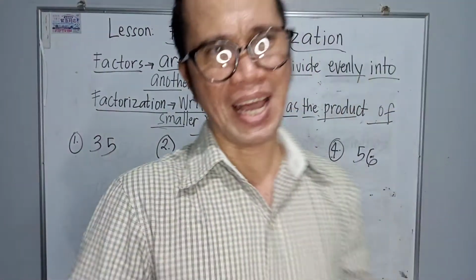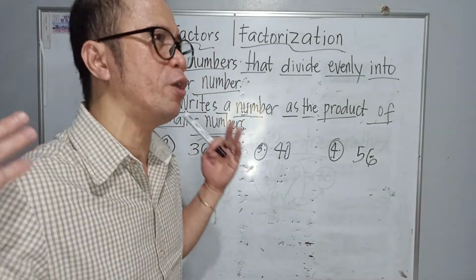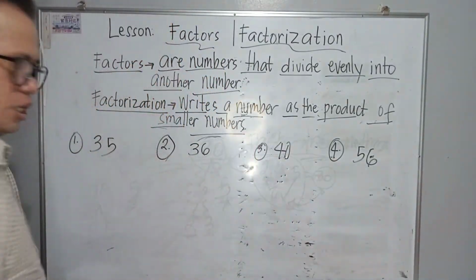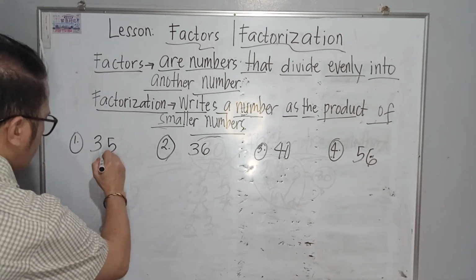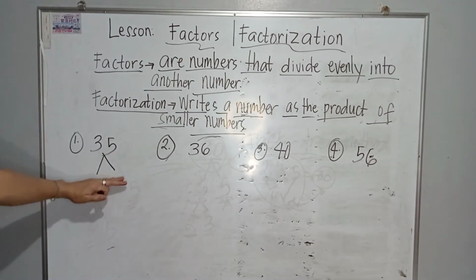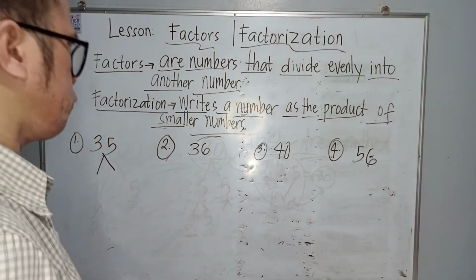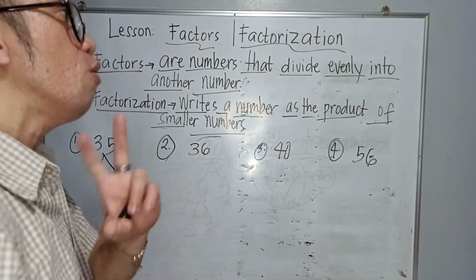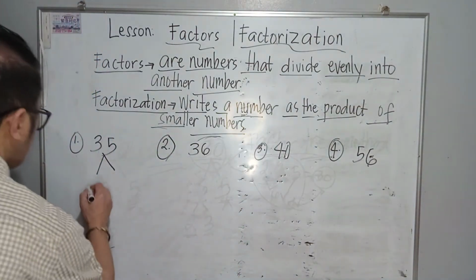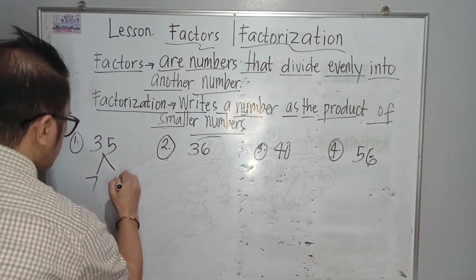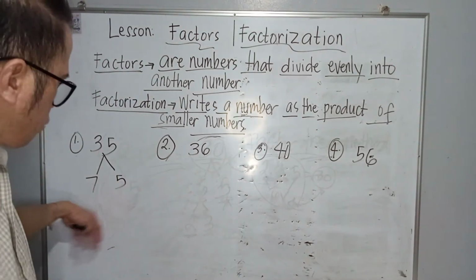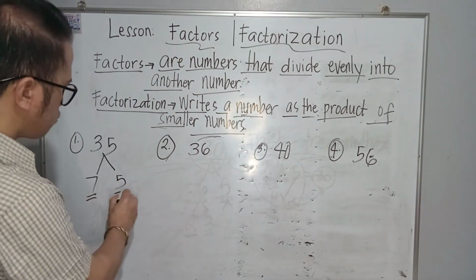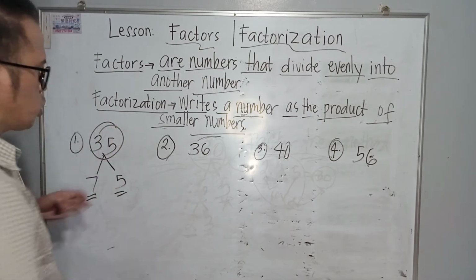Okay, I think you're ready, class. So let's solve number 1. Let's answer number 1 using the factor tree method. We are going to have here a tree method, 35. So what are the factors of 35? We're going to find the 2 factors first, which are 7 and 5. Am I right? Because when you multiply 7 by 5, the answer is 35.